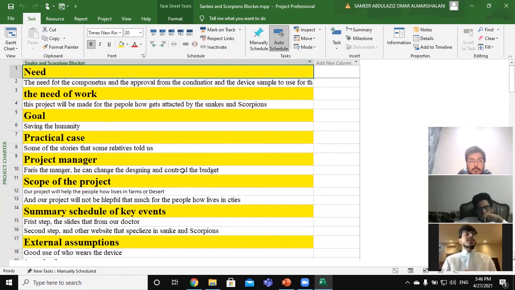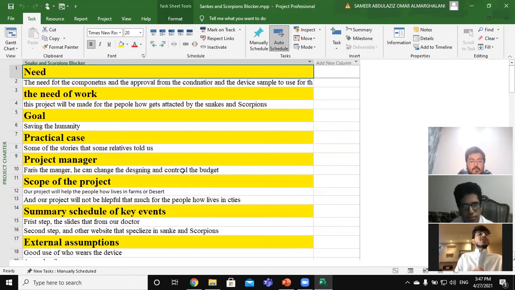And the particular case, some of the stories that some relatives told us. And the project manager, it's me, Faris, the manager. He can change the decisions and control the budget. And the scope of the budget, we have two things. Our project will help the people who live in farms, our desert, as Sameer said. And our project will not be that helpful for the people who live in cities.